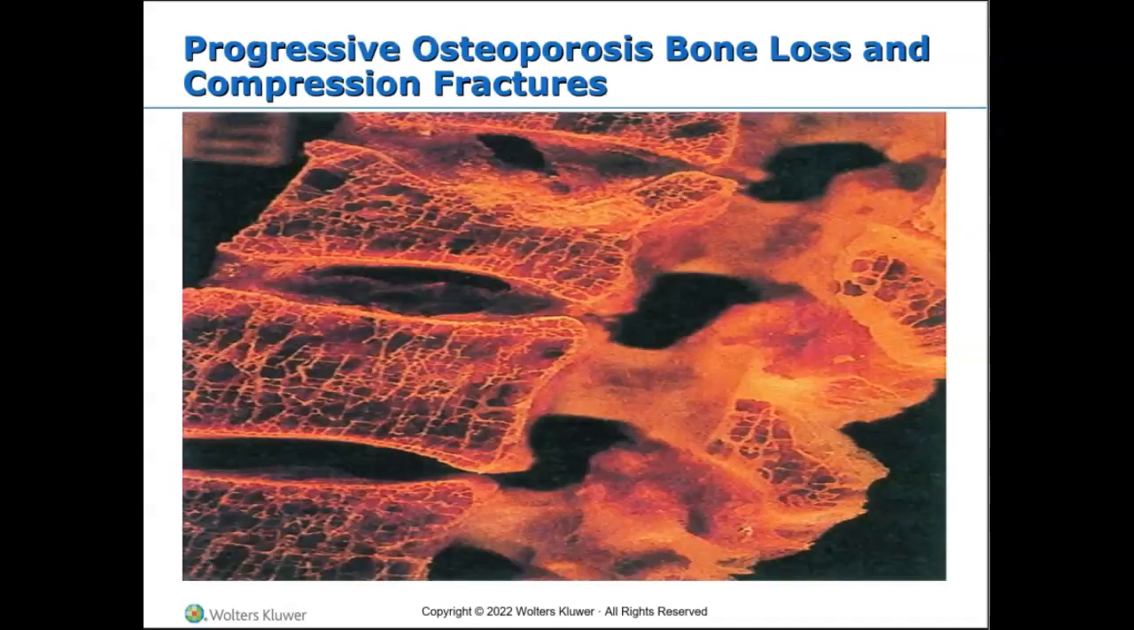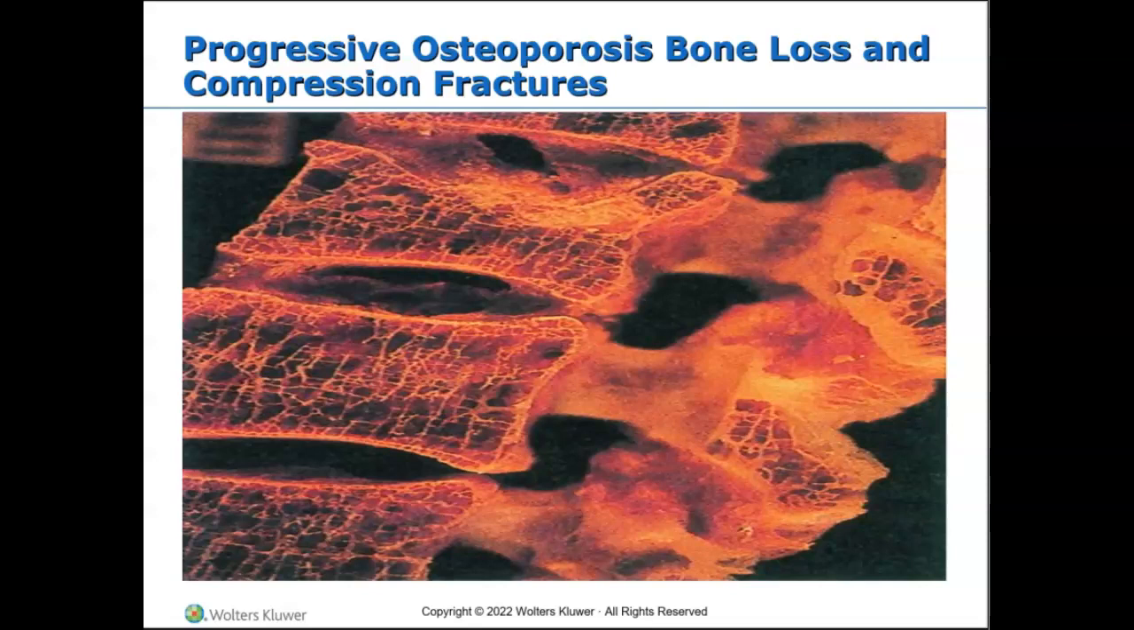Here's what the bones actually look like. So the tissue in the middle is healthy bone tissue, but look at the osteoporosis there. It's just terrible, right? Weak and brittle. So again, the body with a healthy individual will constantly reabsorb and replace bone tissue.